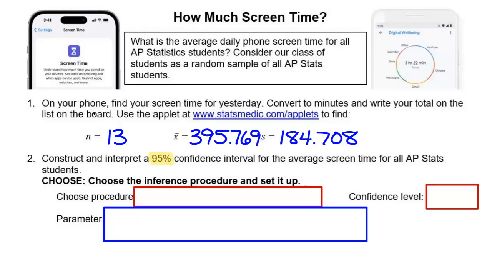choosing our procedure. When we did confidence intervals for proportions, we said it was a one sample Z interval for P. Is it still a one sample? Yes. Is it still a Z interval? No, now it is a T interval. So a one sample T interval. Are we still doing this for P? Now it's for mu. One sample T interval for mu.